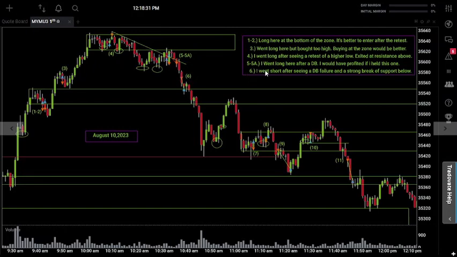And then I went short at trade 6 after seeing a double bottom failure and a strong break of the support level from trade number 3 below. Now, if you were to take trade number 3, take this swing high, extend the level of resistance across, you would pretty much run into the same area where I took trade 6 from.